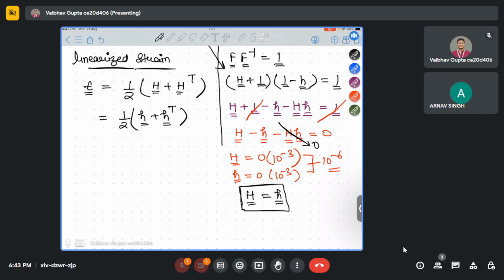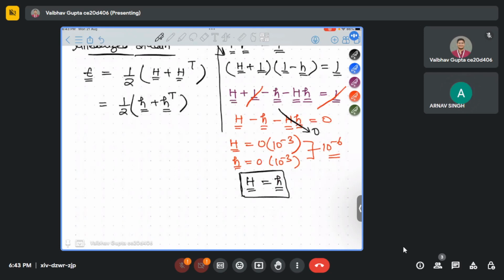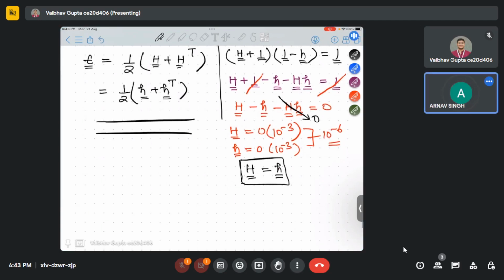So why order comes into the picture: when the order is small, no matter whether you're writing in material form or spatial form, you can write in either form. In this problem, I will focus on the material form only, but you can write it in spatial form also. You can check at home. I will just do one or two calculations to show why these are the same. So you can calculate strain also.